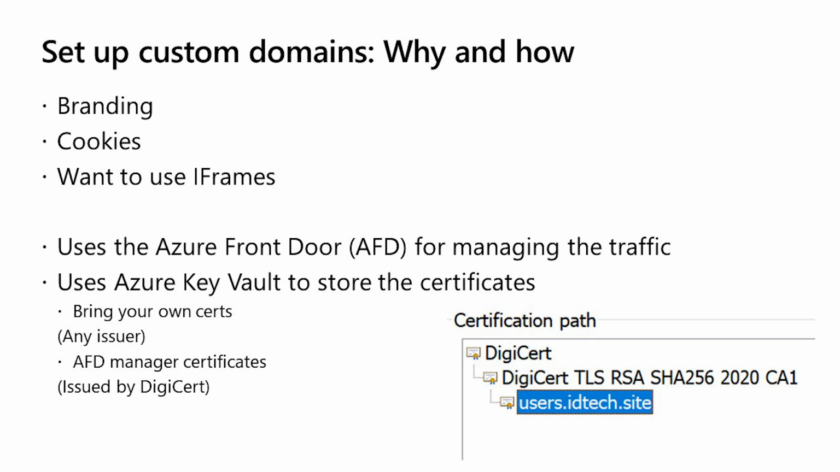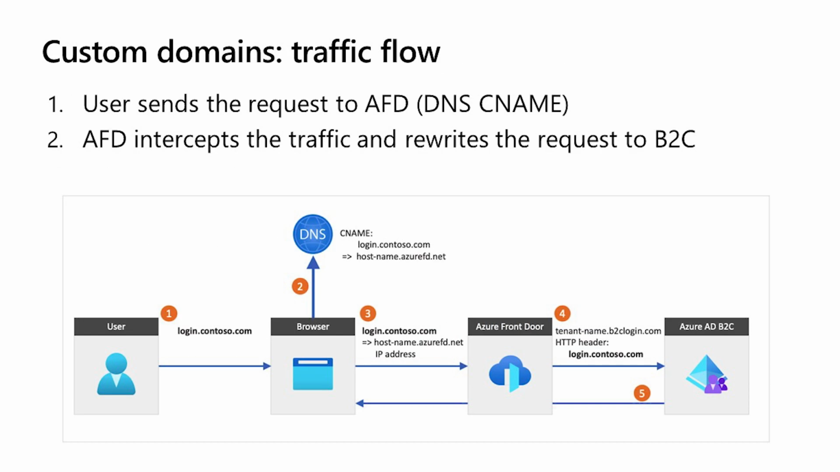We use Azure Front Door to terminate your traffic coming into the custom domain name and forward that to B2C service. The SSL certificate that you'll be using to terminate the traffic can be either managed by Azure Front Door using a certificate issued by GGCert, or you can bring your own certificate and manage it inside the Key Vault.